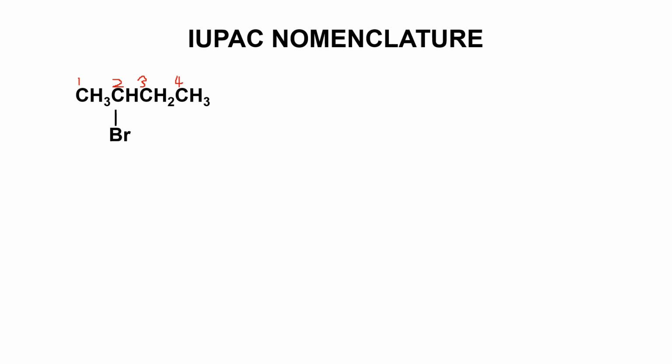So the name of the parent alkane with a prefix indicating the halogen substituent is preceded by a number indicating the substituent's location. So bromine is bonded to the second carbon. So it will be named as 2-bromobutane.